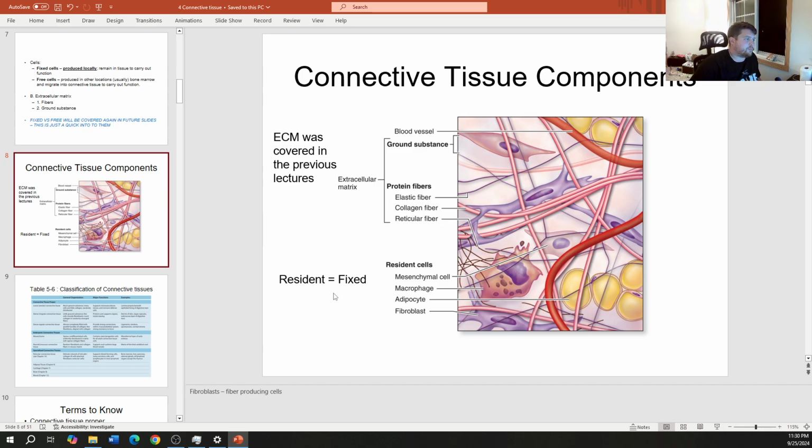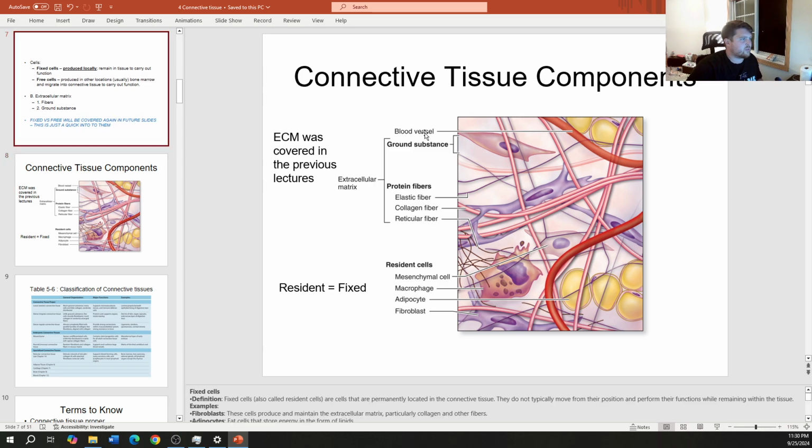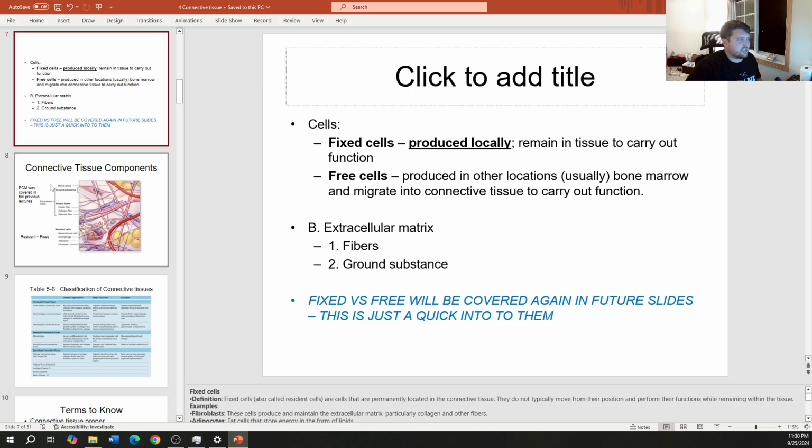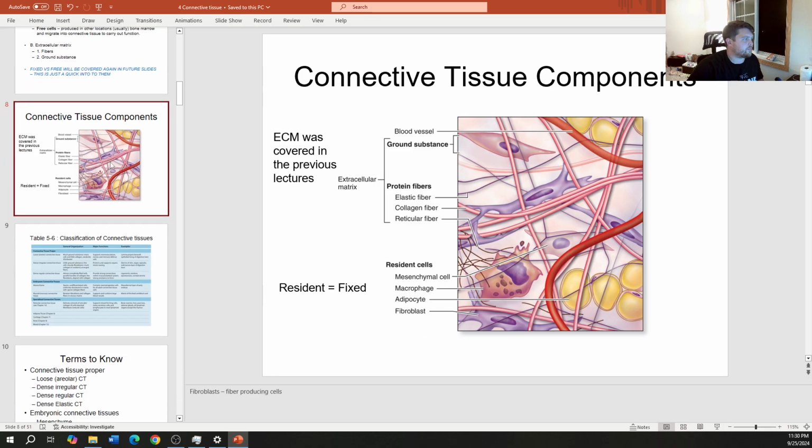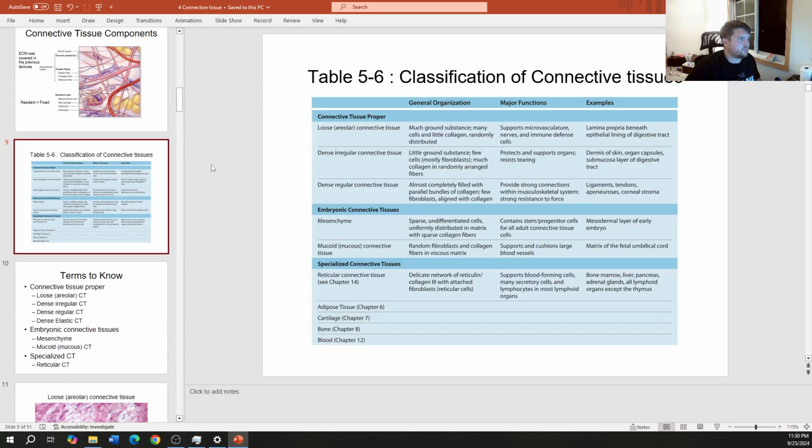We also have then some of these resident cells, aka fixed cells. Resident is another way of saying fixed cells. So those that are produced locally and they stay in the tissue. Mesenchymal cells, macrophages, adipocyte, fibroblasts. Again, we'll kind of look at each of these later on as well.